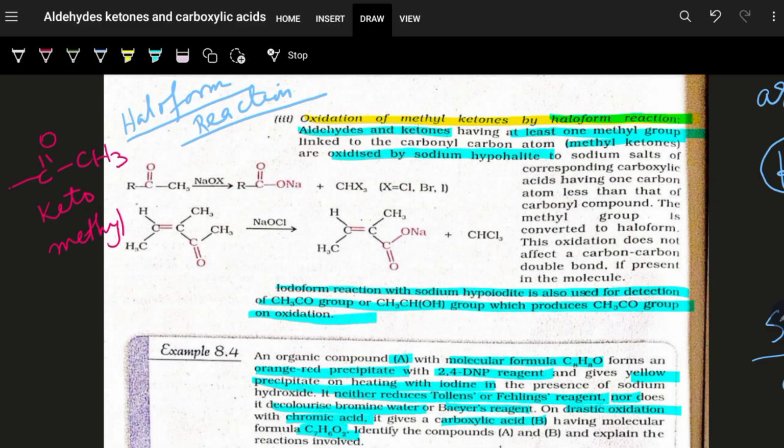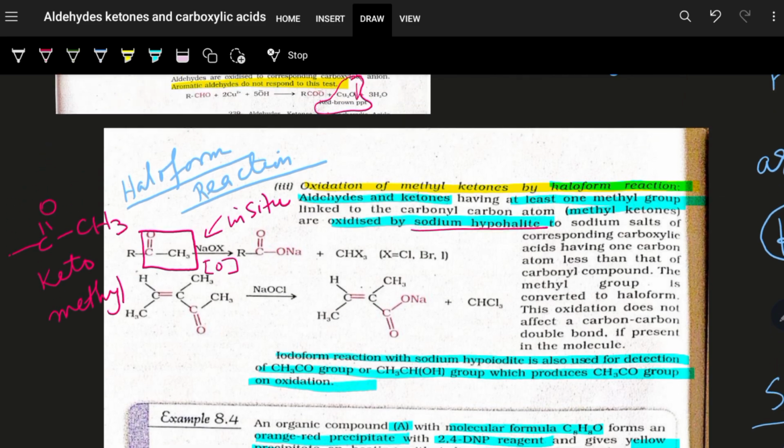Anything is allowed. This group, this type of linkage, C double bonded OCH3, when it reacts with NaOX, which is known as sodium hypohalite, it is an oxidation method, and this NaOX is prepared in situ in the reaction mixture by the reaction of X2 and NaOH. Okay, this gives you NaOX. This is known as sodium hypohalite, and if I use I2, then it is NaOI. If I use Br2, it is NaOBr.